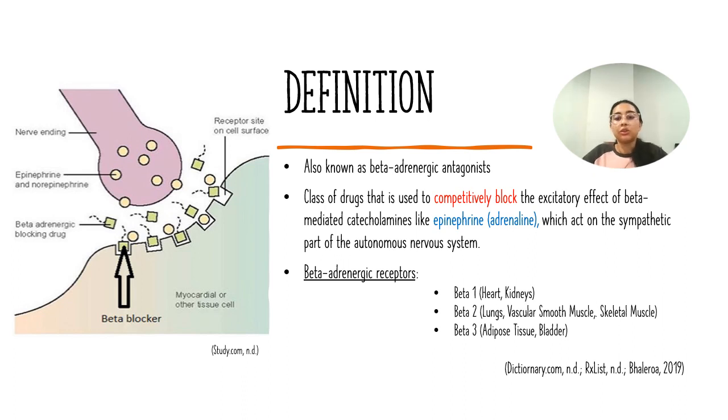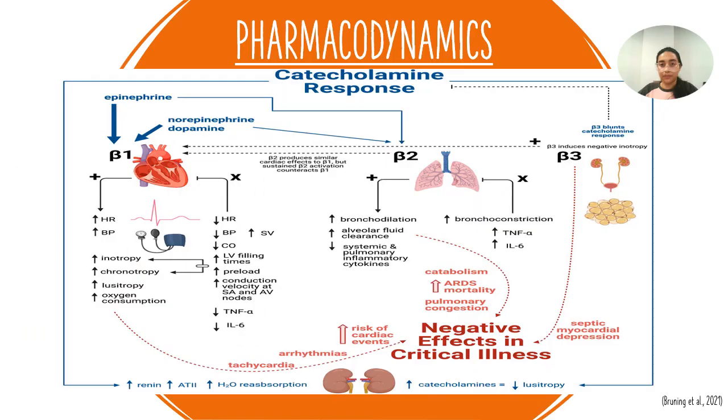So beta antagonists are basically drugs that are used to block the excitatory effect of these catecholamines like epinephrine and norepinephrine. There are three types of beta adrenergic receptors in various parts of our body. Beta 1 is in the heart and the kidneys, particularly found in the heart tissue. Then the beta 2 receptors are present in the lungs, in the vascular smooth muscle and the skeletal muscle, and in the bronchial smooth muscle of the lungs. And the third is the beta 3 receptors that are found in the adipose tissue and the bladder. So the beta blockers are used to block the effects on these various receptors caused by catecholamines of the autonomic nervous system, particularly the sympathetic nervous system.